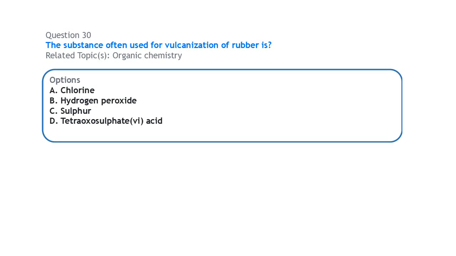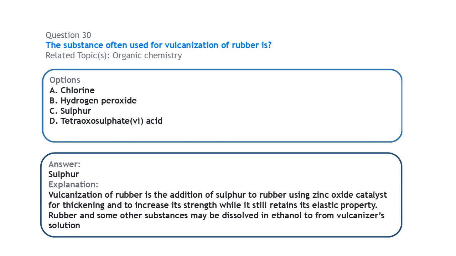The substance often used for vulcanization of rubber is sulfur. Sulfur is used in the vulcanization of rubber.